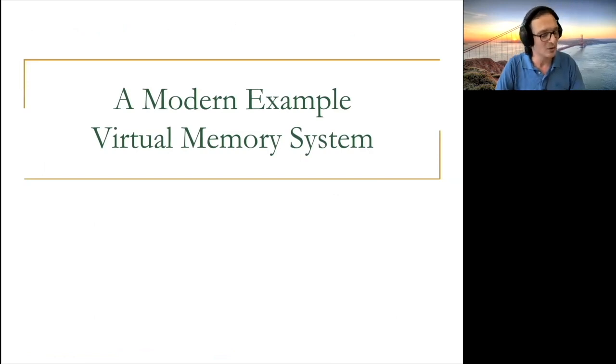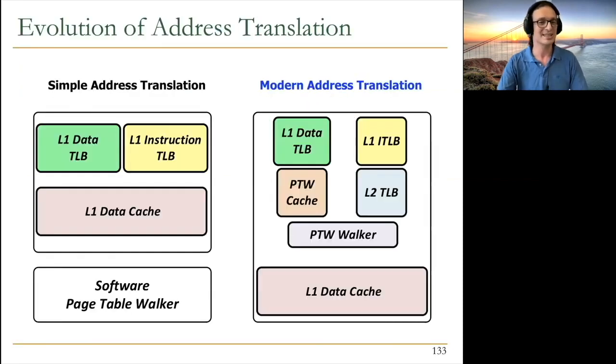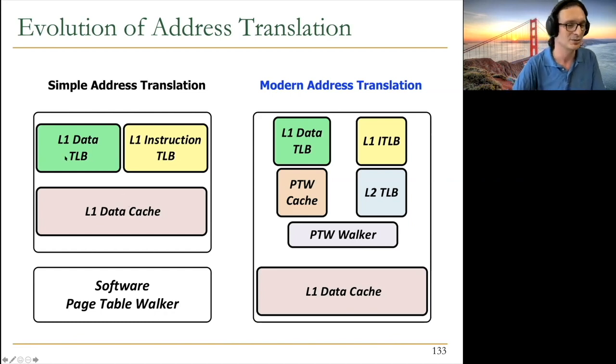Let me now quickly go over a modern virtual memory system in Intel Skylake, and then we're going to transition to the epilogue part. Address translation has evolved a lot. So this is simple address translation in earlier systems. You have an L1 data TLB, an L1 instruction TLB, and an L1 data cache, which is not part of your translation system, but usually you access it concurrently with the TLB, as we discussed.